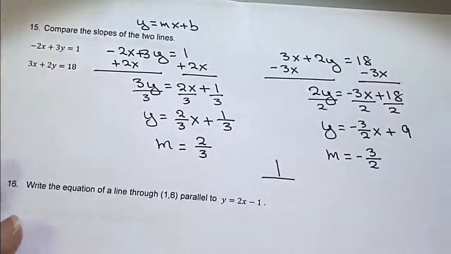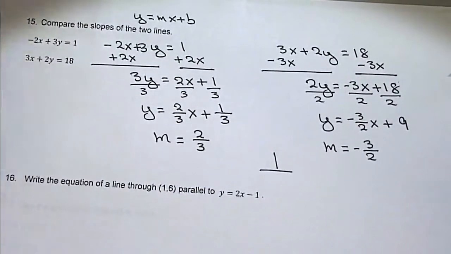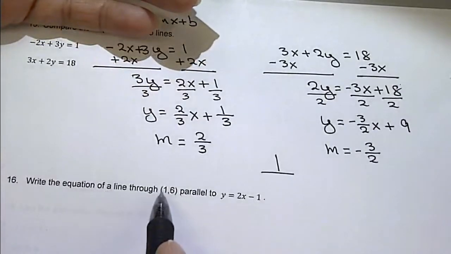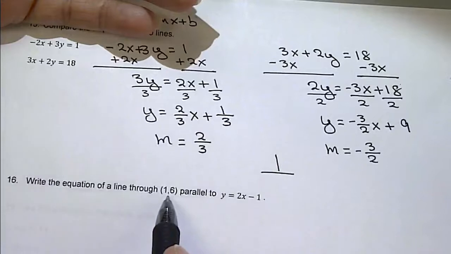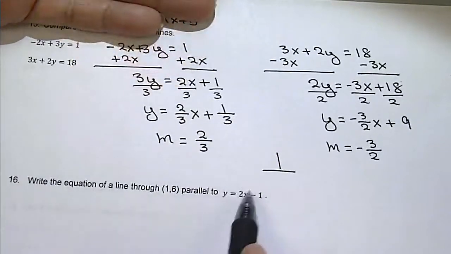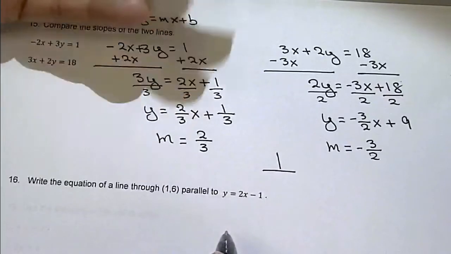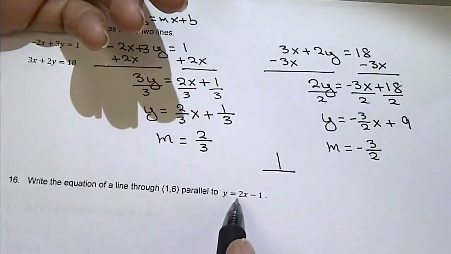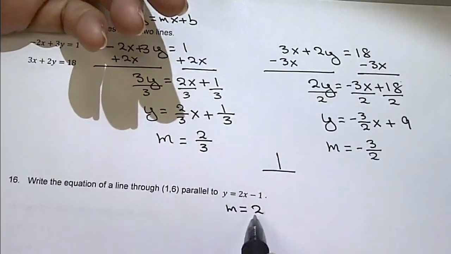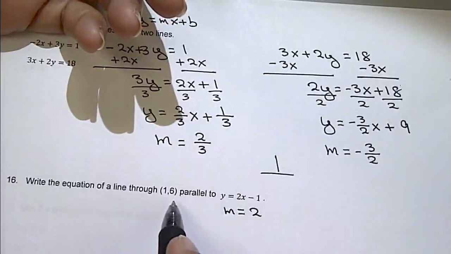Got it? Let's look at this next one. We have an equation that they want us to write of a line that has a point on it, (1, 6). That's the point on the line. And then it's parallel to this one. Okay, if it's parallel to a line, what do you know about your line? It has the same slope. What slope does this line have? Two.